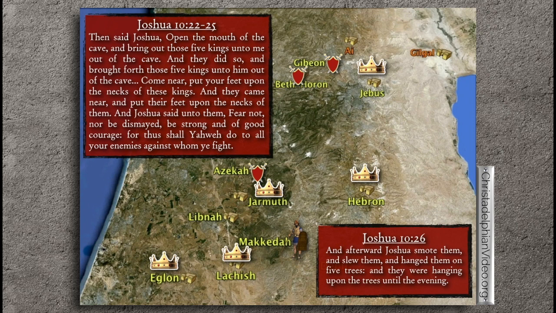Remember the words of the ten spies? Oh, they're big cities. They're walled up to heaven. They're giants. They're huge. We're like little grasshoppers in our sight and in their sight. Well, that was the problem. They didn't see God in the equation. All they saw was their own ability. If that's what we do, young people, brethren and sisters, we're going to fail.